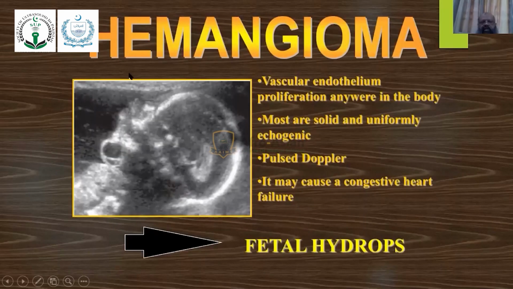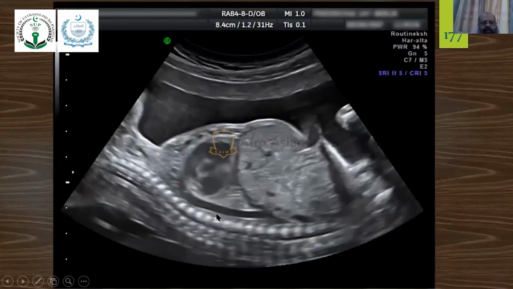Then we can have hemangiomas, which is vascular endothelial proliferation anywhere in the body. Most are solid and uniformly echogenic. Pulse Doppler will confirm. It may cause a congenital heart disease.